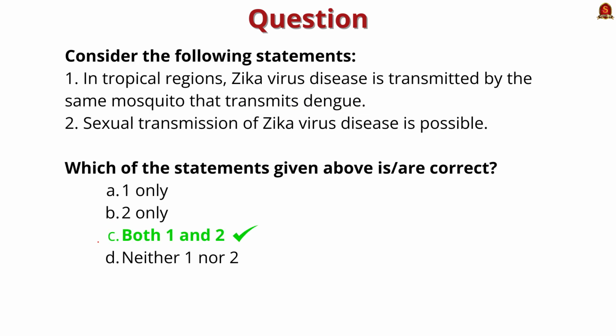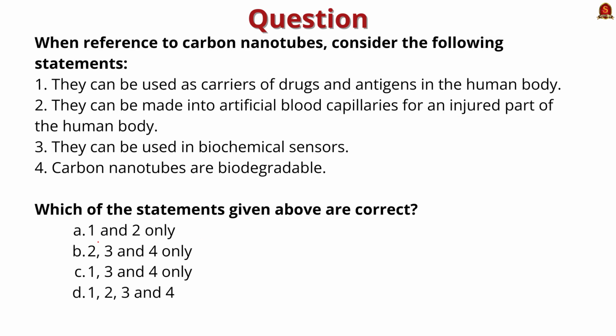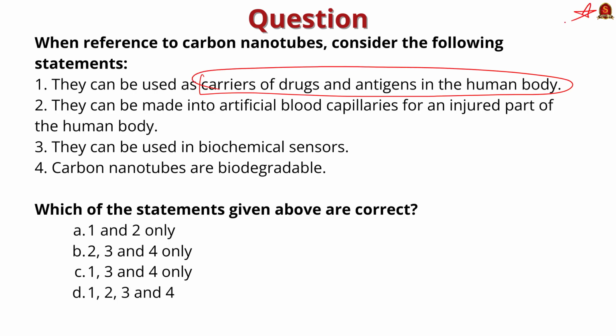Let us see the second question of the day. With reference to CNT, carbon nanotubes, consider the following statements. First one, can be used as carriers of drugs and antigens in the human body. See, the statement is correct. See the second one, they can be made into artificial blood capillaries. See, this is incorrect. See the third statement, they can be used in biochemical sensors. And fourth one is they are biodegradable. See, other than option 2, all the other statements are correct. So the correct option is option C, 1, 3 and 4 only.